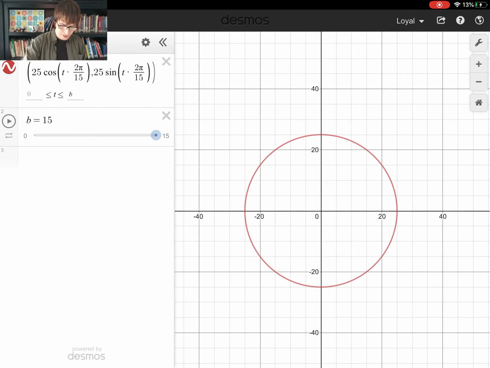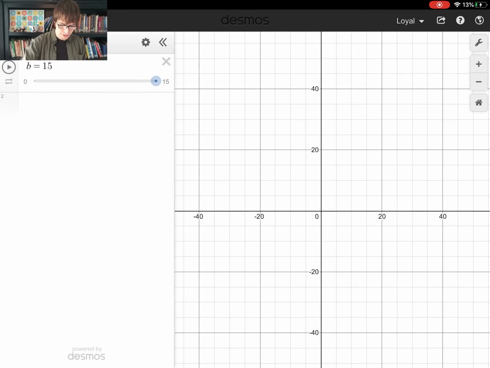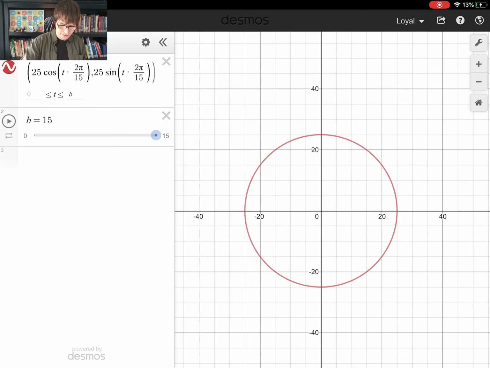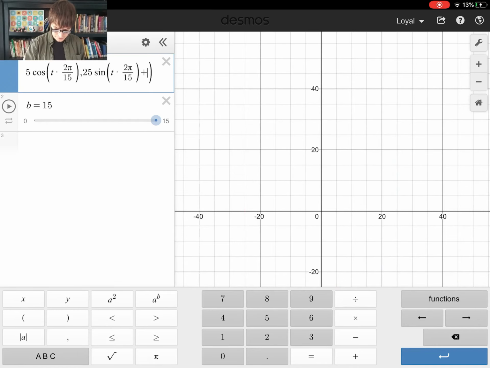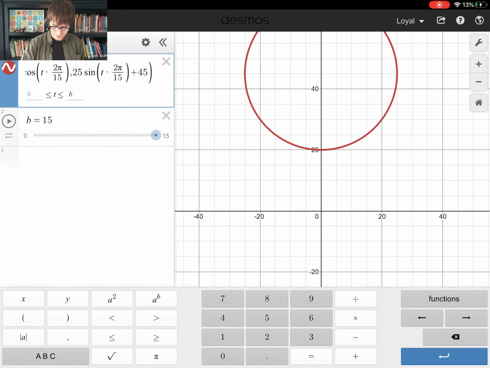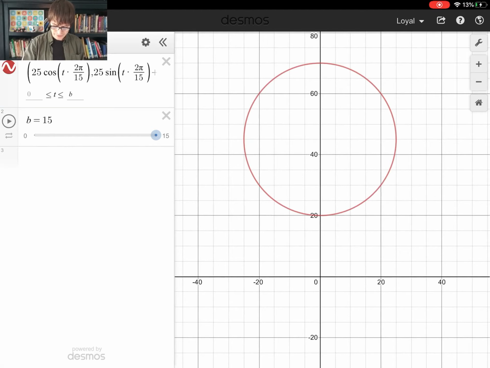Well, here's something we can do. We can go to the y position. Oh my, let's undo that. Didn't mean to delete it. We go to the y position, and we can add 45 to it. And that'll bring it up 45 units. And you can see the bottom of it hits 20.